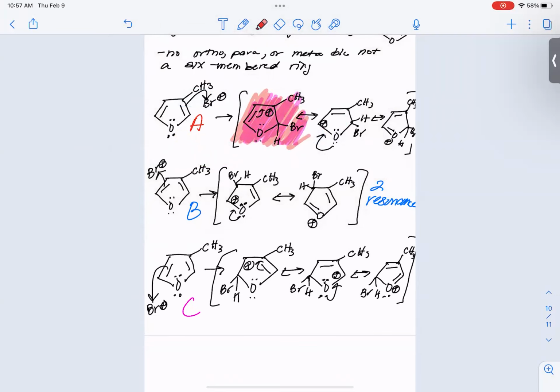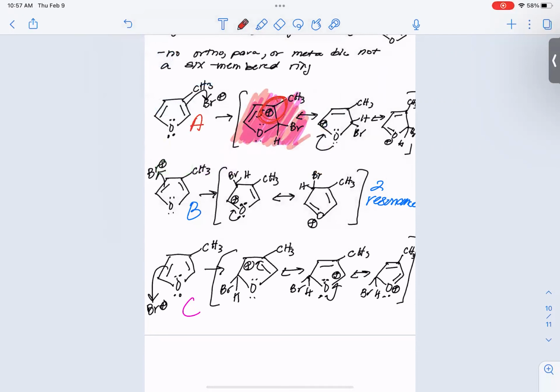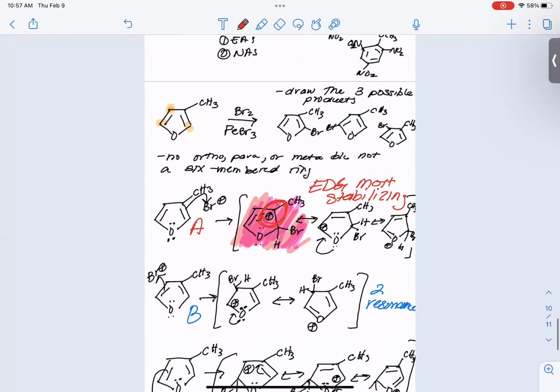Because you have this positive charge here adjacent to that electron donating group, this is the most stabilizing. So if I go back to my 3 products, this is going to be the major. You are going to have to be able to do this.